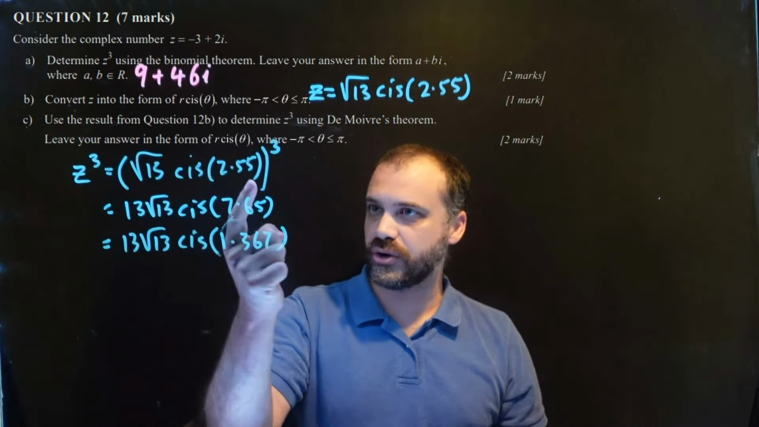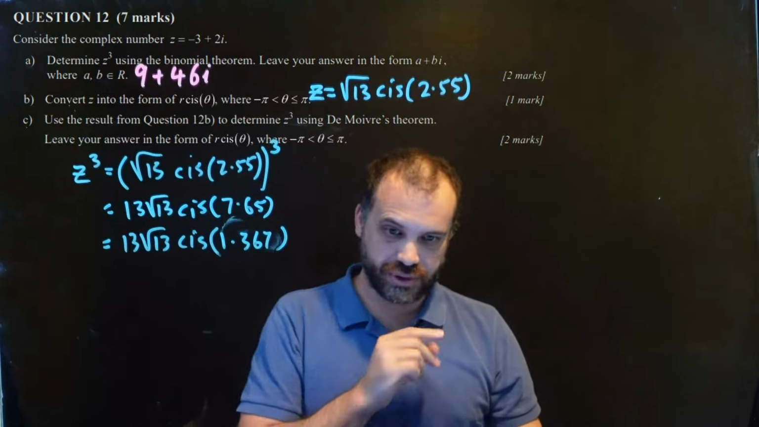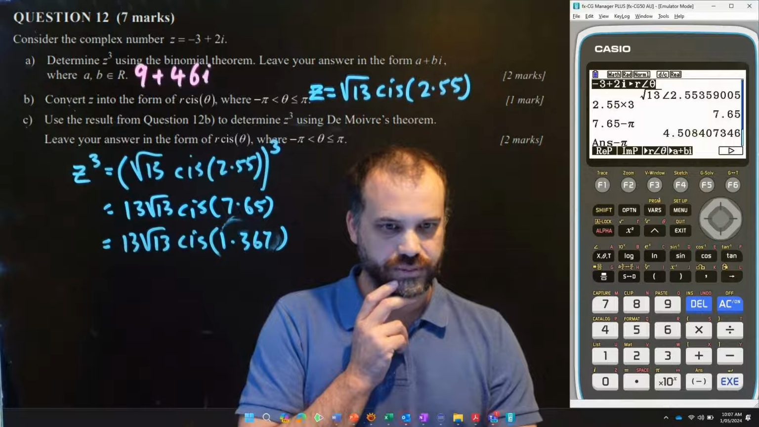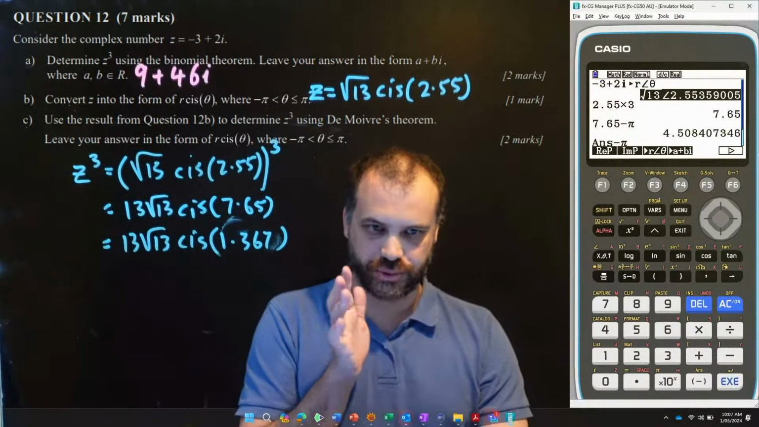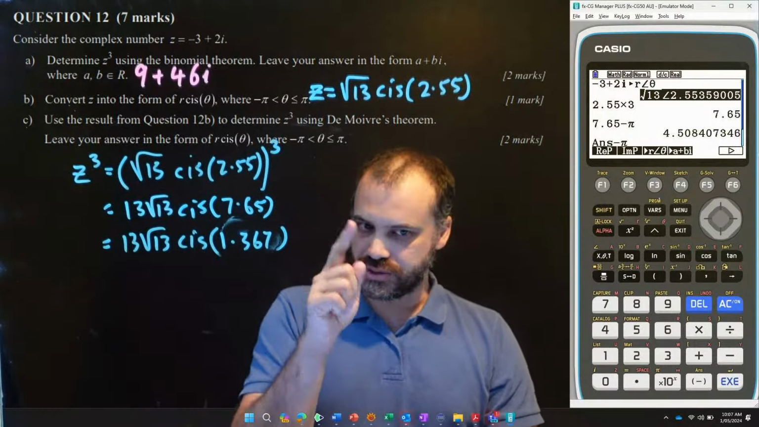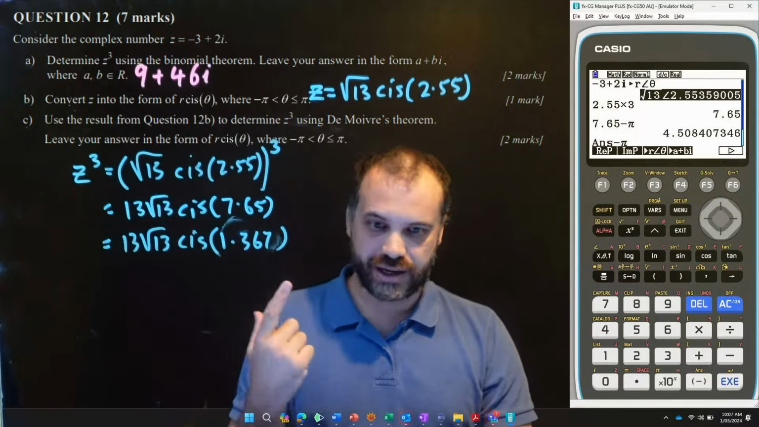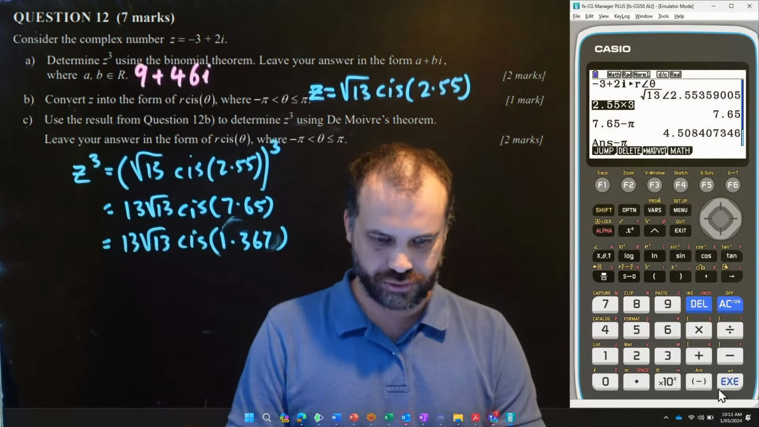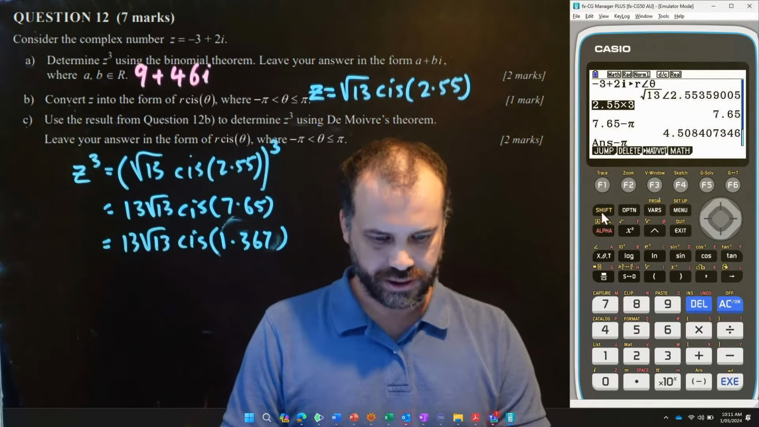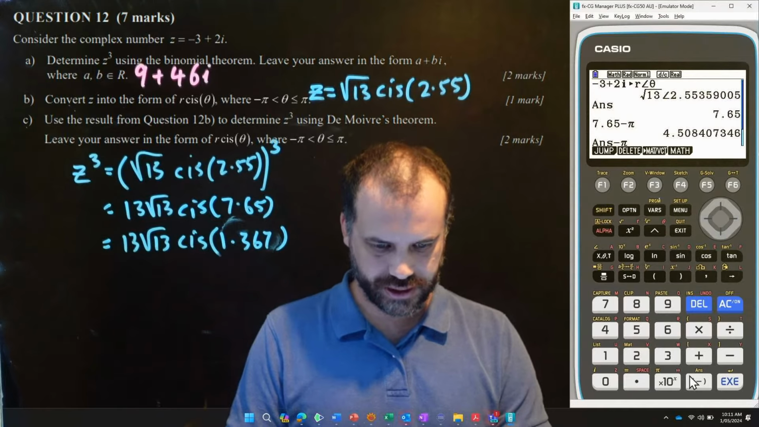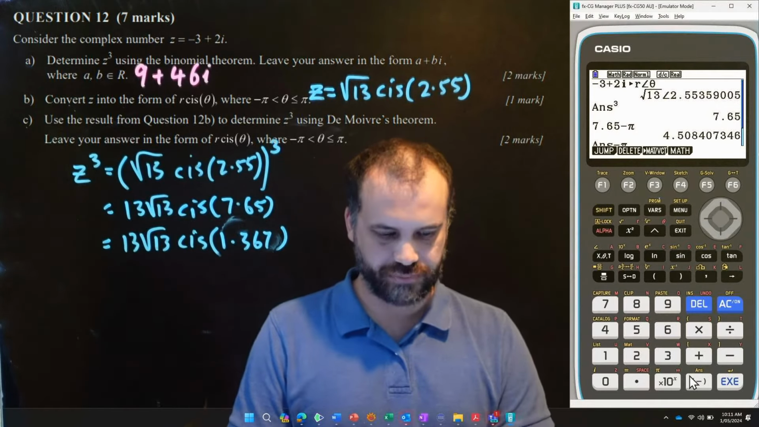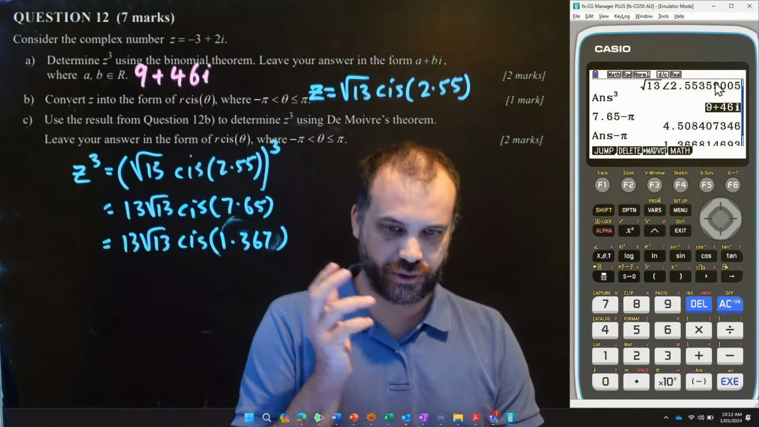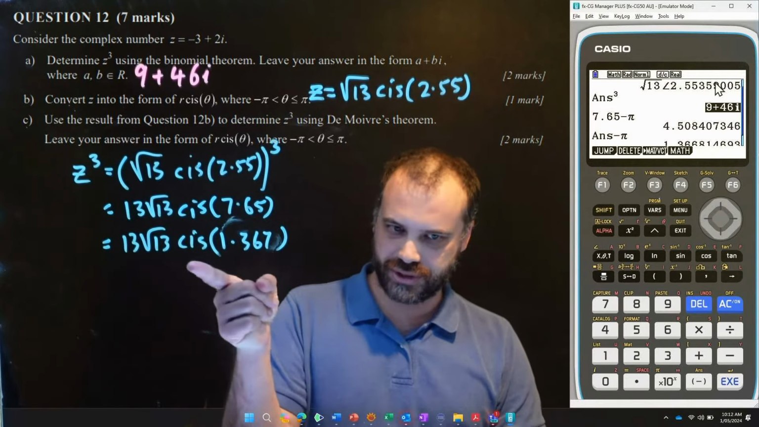Let's say I wanted to know whether I've done those steps correctly. Remember we had this polar form sitting up here, root 13 cis 2.55. I can use that value right there and raise it to the power of 3. Some people don't know you can do this, but you can just redo whatever happened here. So I'm going to go shift, answer, and then raise that to the power of 3. You can see it's spat out 9 plus 46i, which is not that.